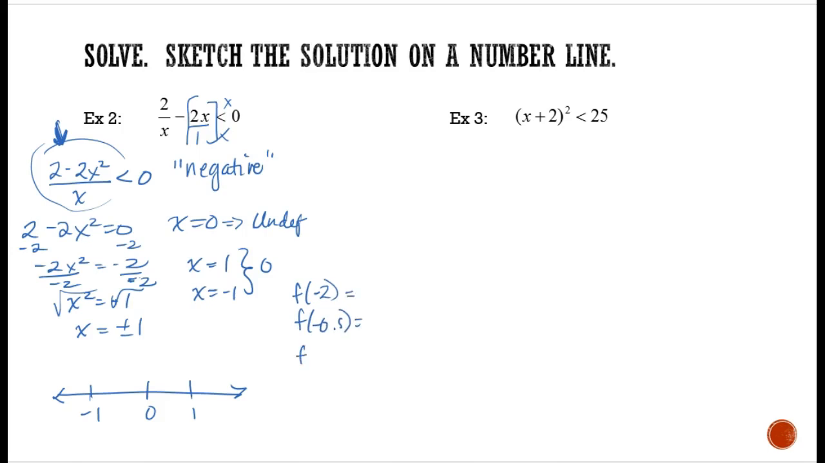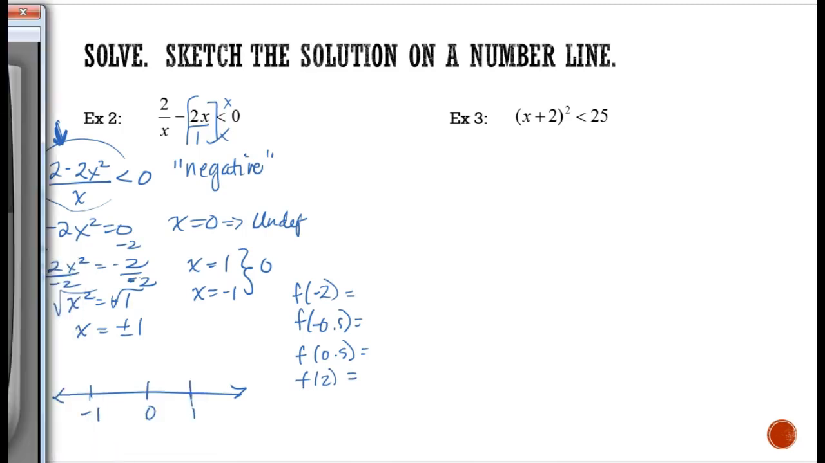And let's test something between 0 and 1, which would be positive 0.5. And then something to the far right, to the right of positive 1, which would be a positive 2. Now, the easiest way to test this, y'all, is to take your calculator and do this.